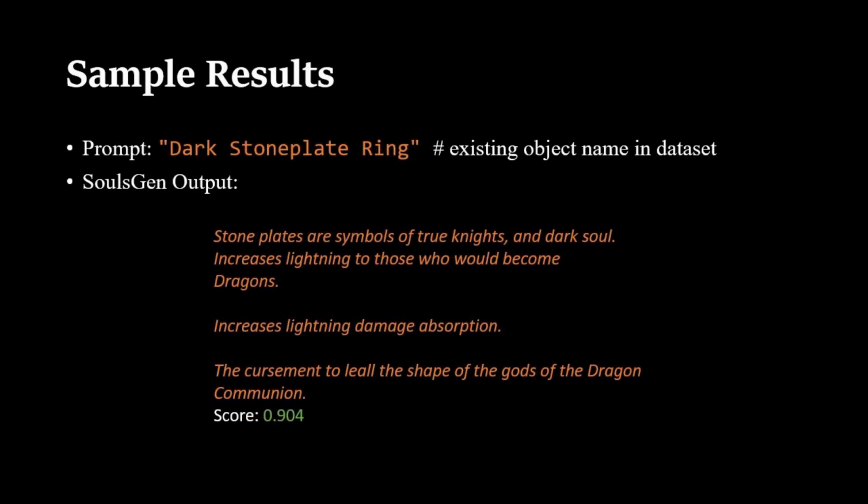Here are our sample results. We input an item named Dark Stoneplate Ring, which is from another game not included in the data set. The SoulsGen output is a stylized description of the item, which contains 3 paragraphs. The first one is what the item is, the second one is how to use it, and the third one is a kind of scattered background story. The score is given by a classifier, and we will talk about it later.